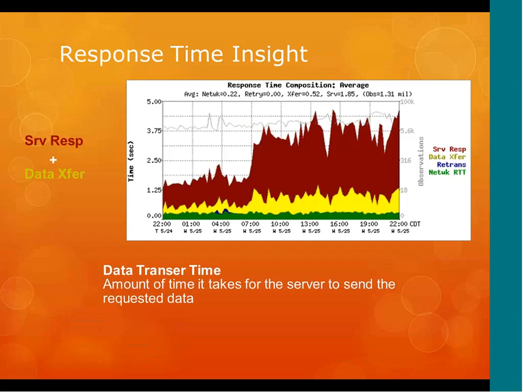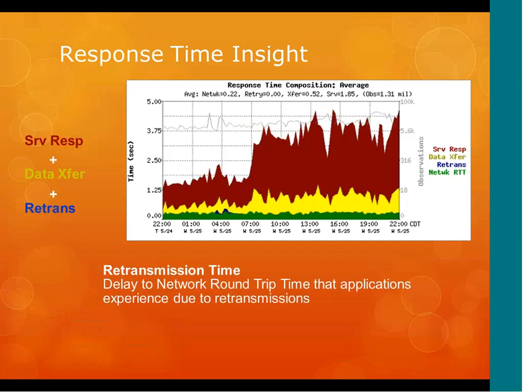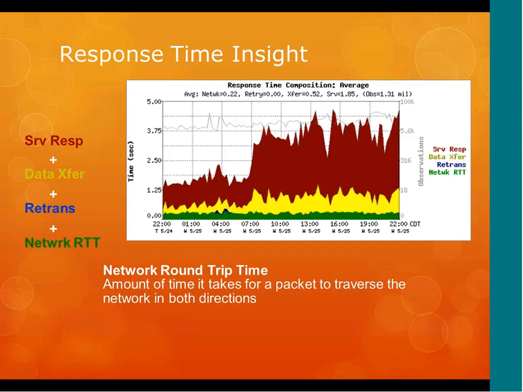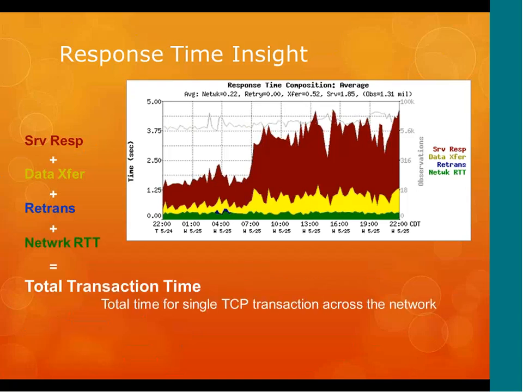Data transfer time is the amount of time it takes the server to send the requested data. In this picture, you can see that the data transfer time does increase from what it was, and at 7 o'clock it increases to a larger amount. That's likely due to the server taking longer to respond to requests. If the server's taking longer to respond to requests, then it's also going to have a hard time sending that data out. Retransmission time or delay is because the network dropped a packet, the client was waiting, the server was waiting, it's all that wasted time. And then network round trip time is the amount of time it takes to get across the network and back in both directions. We add all of those up and we get the total transaction time for a single transaction.